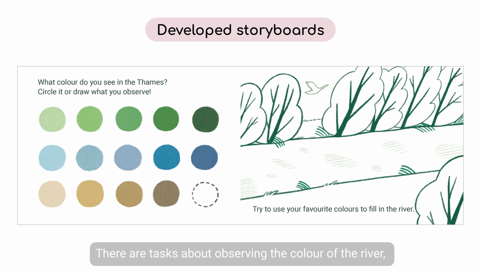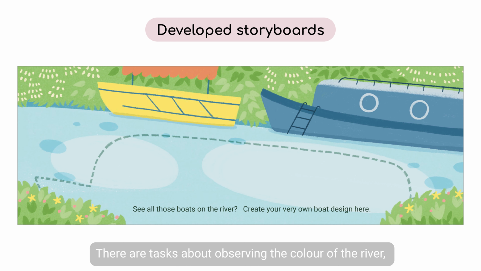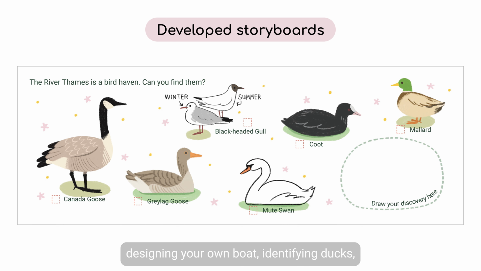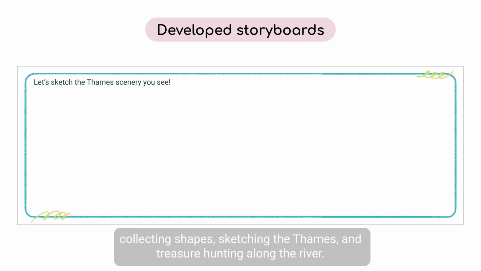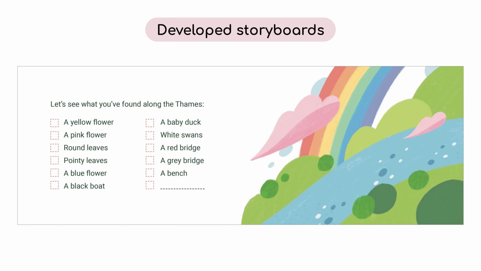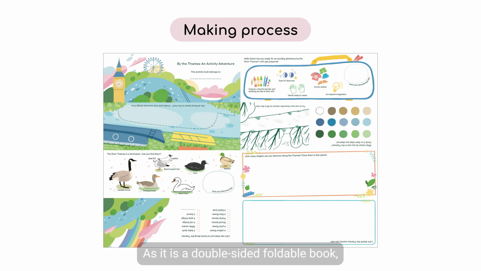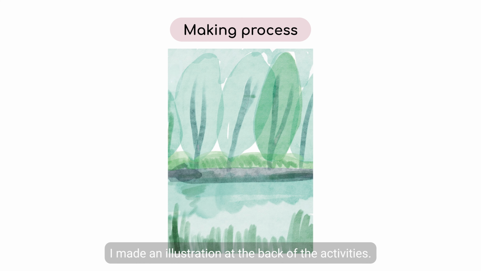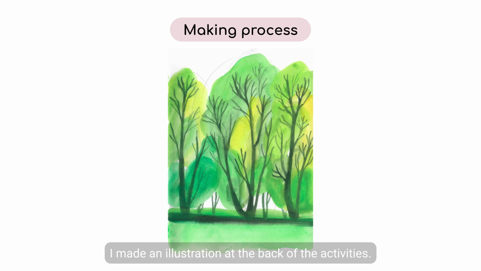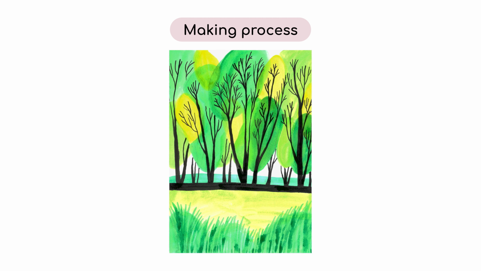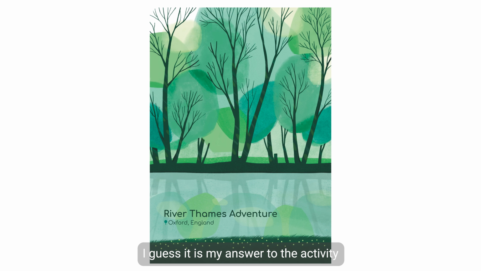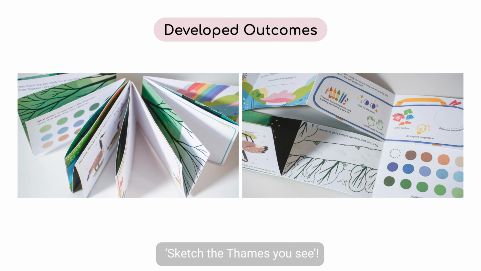There are tasks about observing the color of the river, designing your own boat, identifying ducks, collecting shapes, sketching the Thames, and treasure hunting along the river. As it is a double-sided foldable book, I made an illustration at the back of the activities. It is a drawing of the Thames I visited in Oxford. I guess that's my answer to the activity, Sketch the Thames You See.